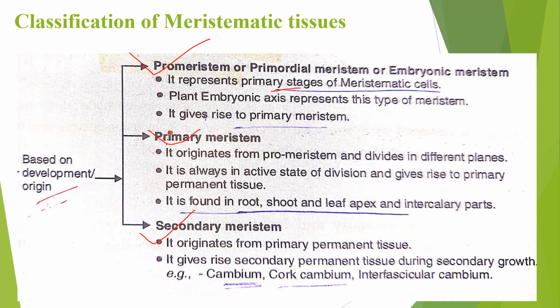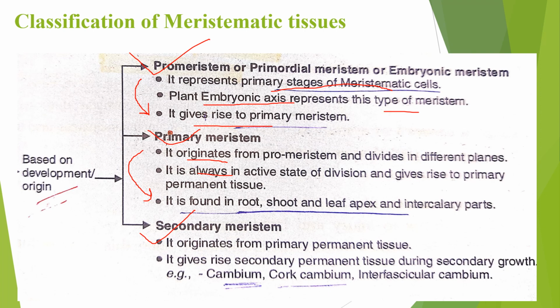Pro-meristem represents the primary stage of meristematic cells. When the plant is in the embryonic stage, this type of meristem is present in it. Pro-meristem gives rise to primary meristem, and from primary meristem, secondary meristem grows. And what is primary meristem? The meristem which forms from the pro-meristem is known as primary meristem. It is always in an active state of division and gives rise to primary permanent tissues. It is found in root and shoot apical meristem, leaf apex and intercalary parts.